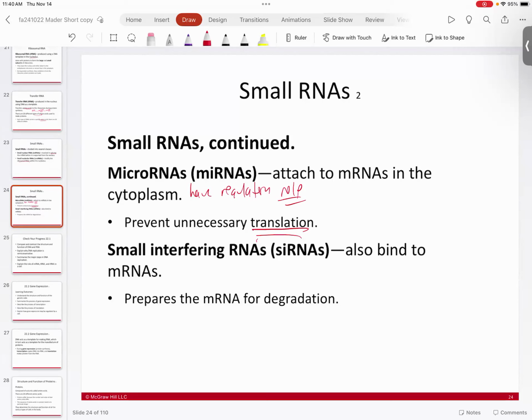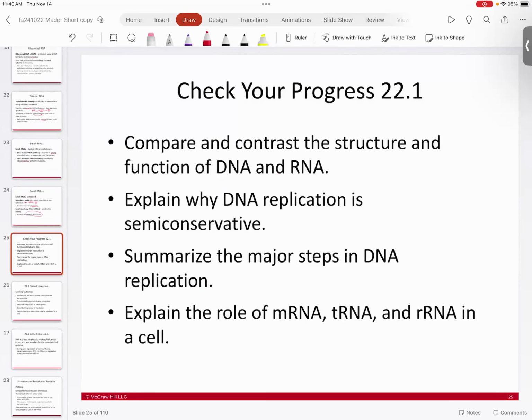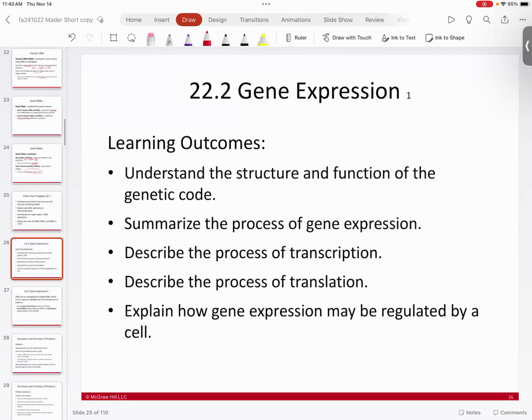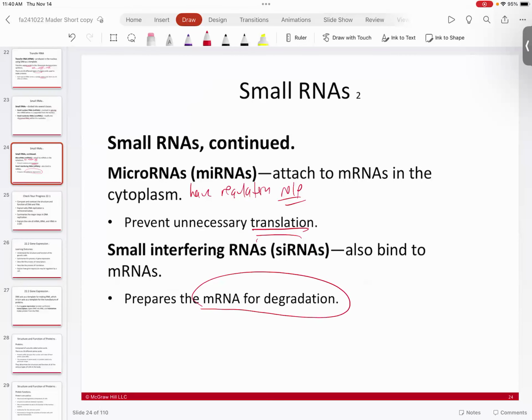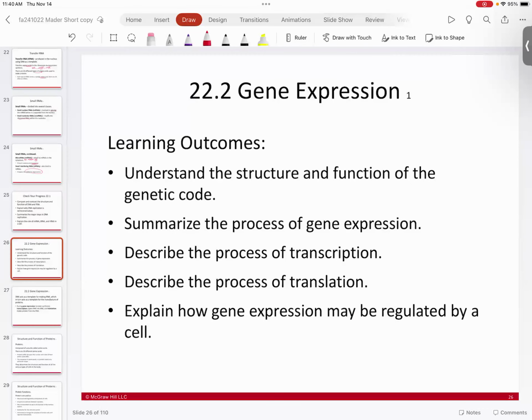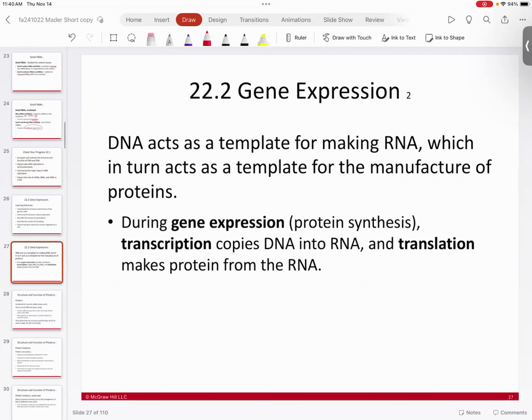Small interfering RNAs can also bind to RNAs, but they can designate these RNAs for degradation. So if you don't need that RNA anymore, then you can use that small interfering RNA, the siRNA, to go in and break that mRNA down and get rid of it. So you don't just have it hanging around all the time.